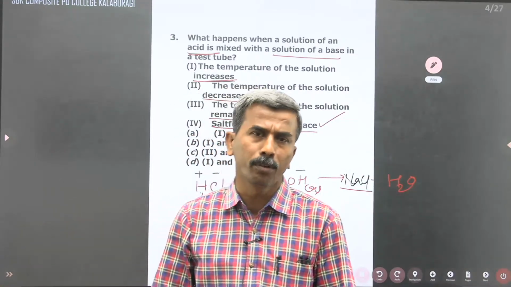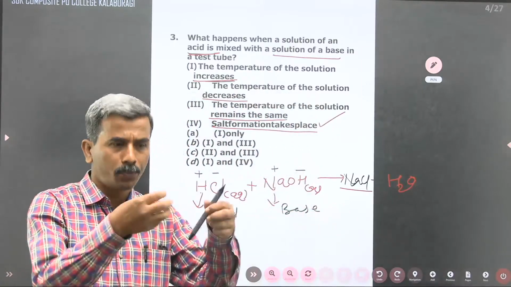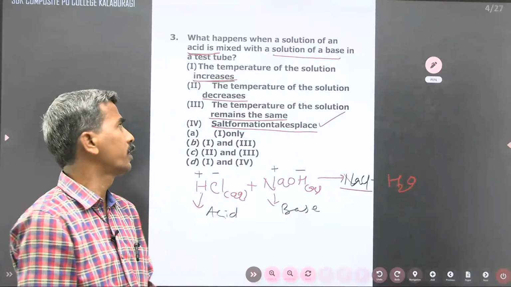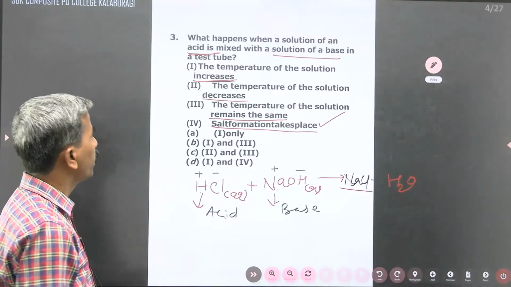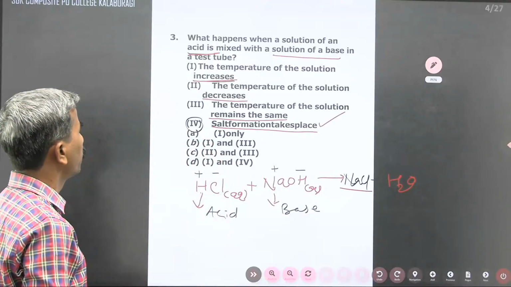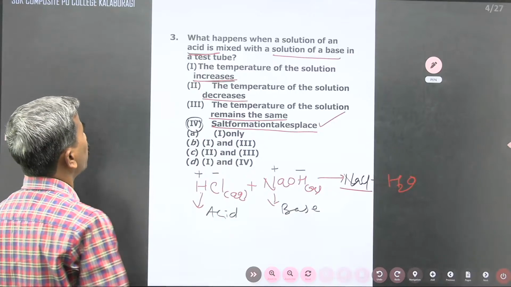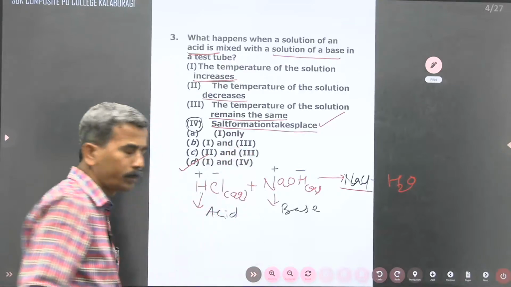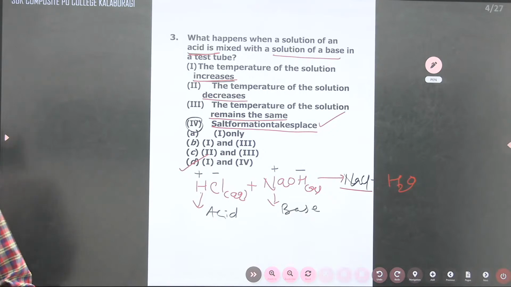Heat will be evolved. Suppose you are performing this in a test tube at room temperature and mixing acid and base. When you touch the base of the test tube, you will definitely feel the temperature increase. So along with salt formation, the temperature is going to increase. Based on that, for question number 3, D is the correct option that you are supposed to remember.